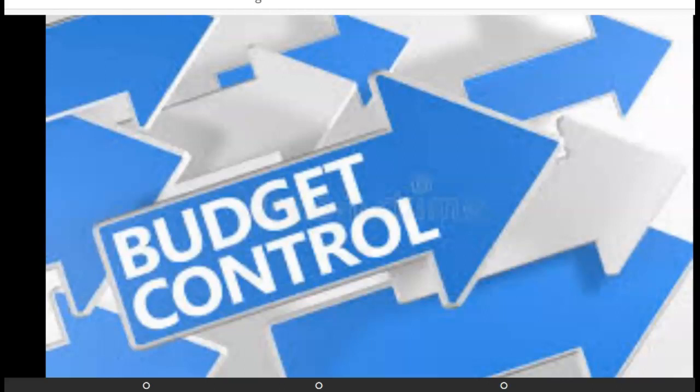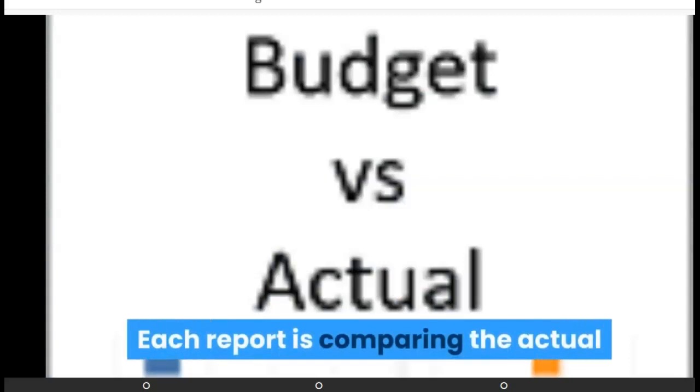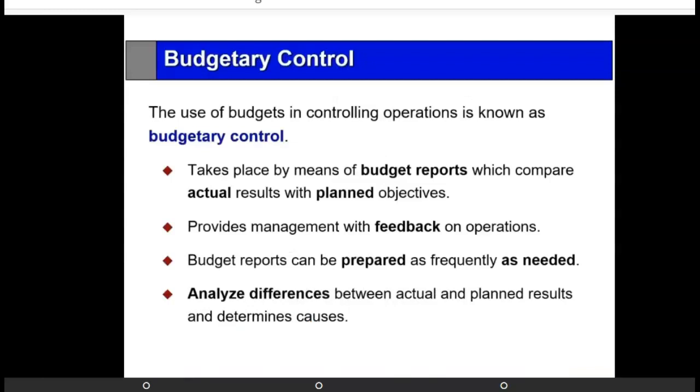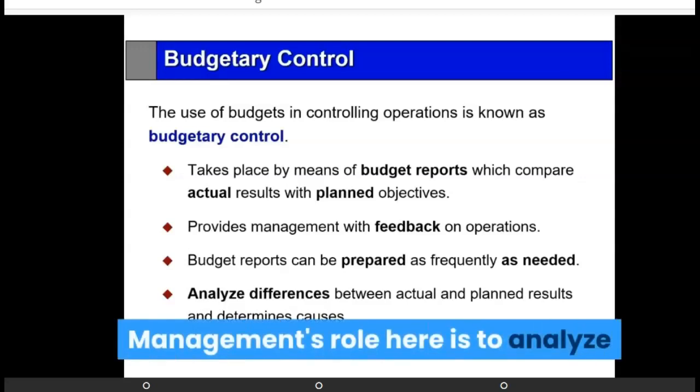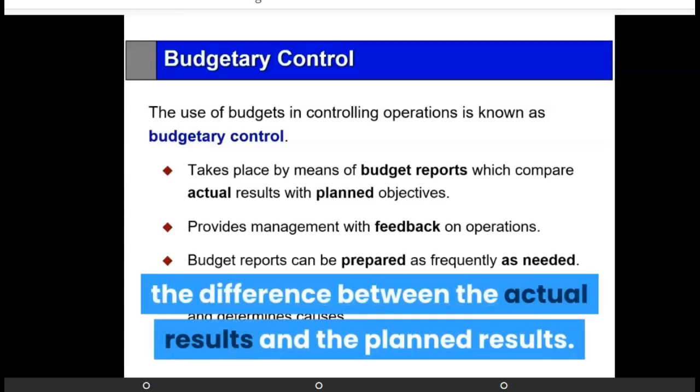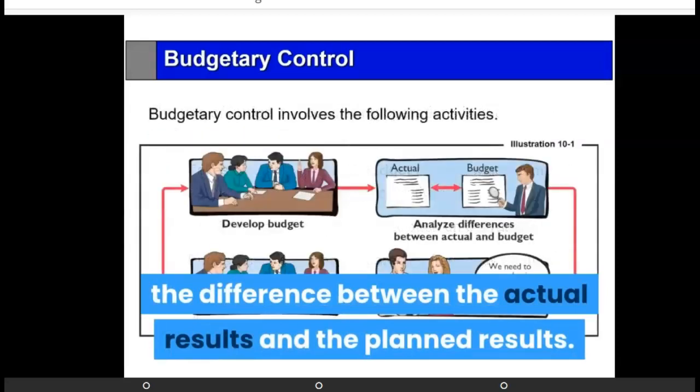In this module, we're going to look at how we use the budget to control operations. Now, budget control means many different budget reports. Each report is comparing the actual results with the planned objectives, and in this way, management gets feedback as to how well we are doing. And management's role here is to analyze the difference between the actual results and the planned results.